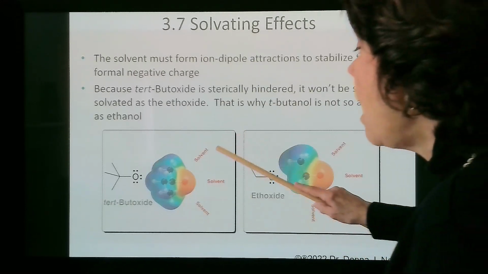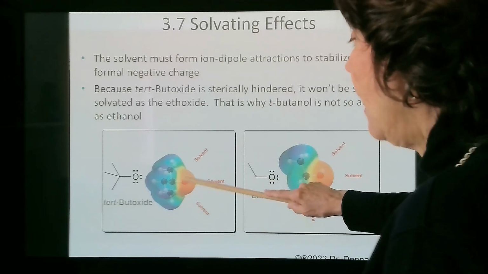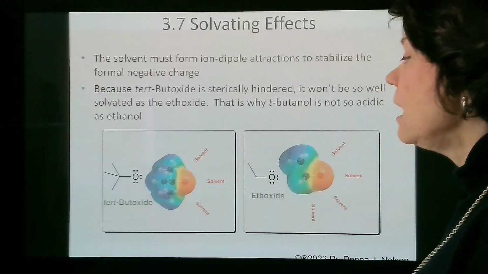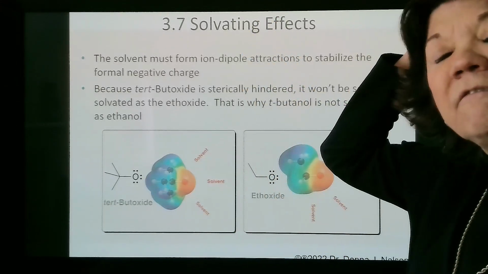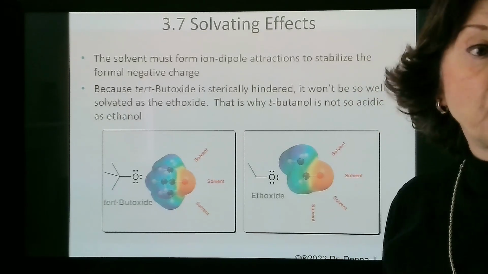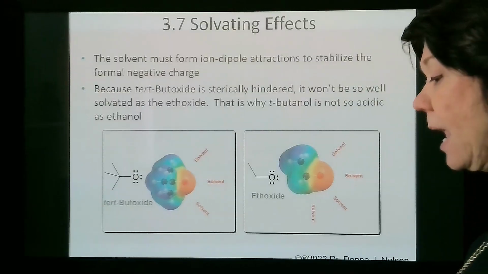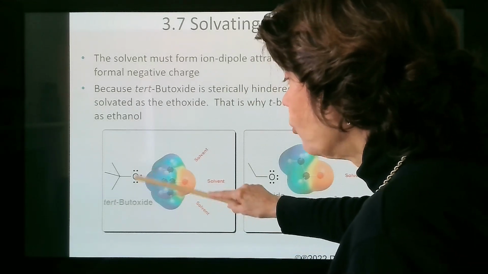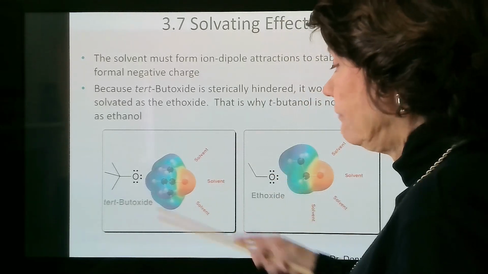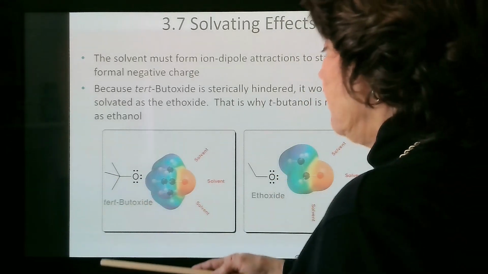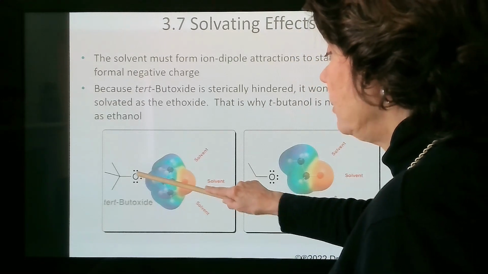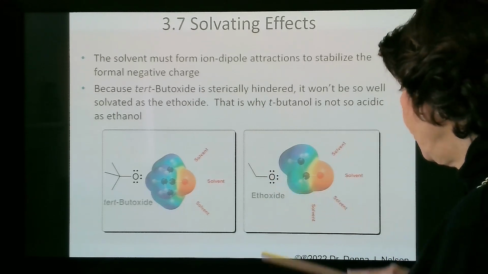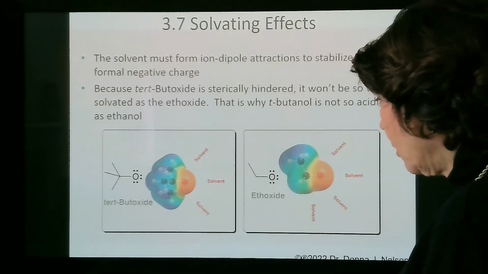The solvent must form ion-dipole attractions to stabilize the negative charge. So here is the anion, and here is the other anion. These two anions were formed from the two alcohols that you saw on the previous transparency. You can see the pairs of electrons on oxygen. You don't see the negative charge, but it's there; you'll have to take my word for it. This oxygen is bearing a negative charge, and so is this oxygen.